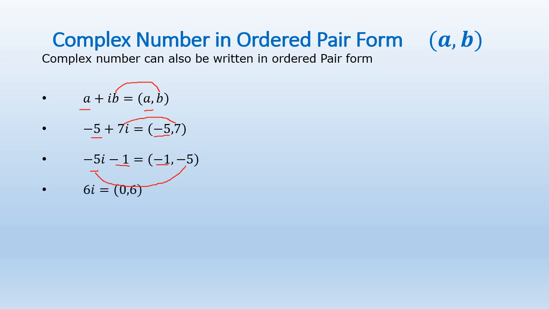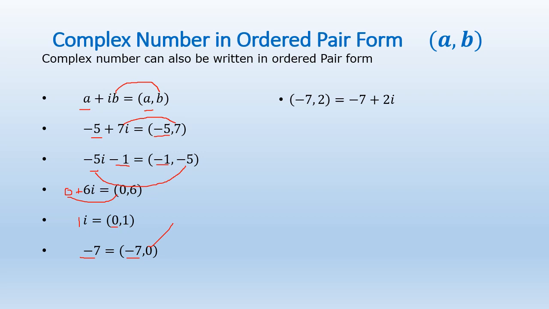Then we have 6i. Here the real part is 0, so we can rewrite it like this: 0 at the place of the x coordinate and 6 at the place of the y coordinate. Similarly, here the real part is 0, so 0 at the real place, and the coefficient of iota is 1, so 1 is written at the place of the y coordinate. Then we have -7. Here the imaginary part is 0, and -7 is the real part, it is written at the place of the x coordinate.